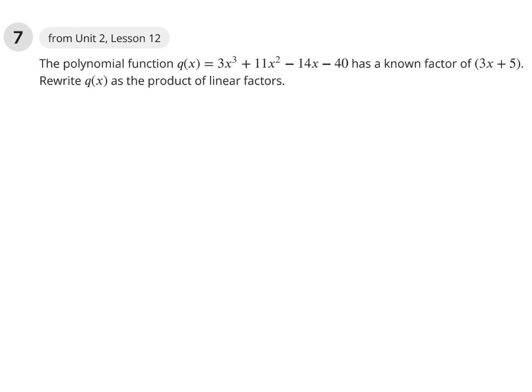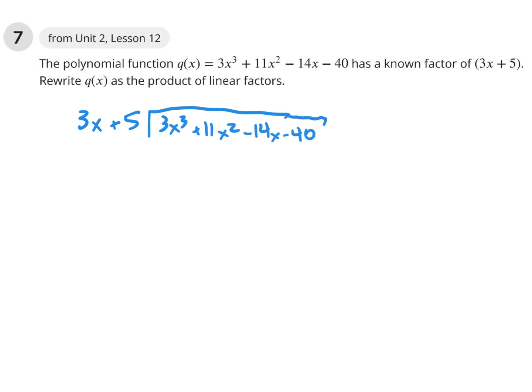Okay, polynomial function Q has a known factor of 3x plus 5. So write Q of x as the product of linear factors. So we've got to go back and practice our long division, which I know you all love so much. 3x cubed plus 11x squared minus 14x minus 40 should get an answer of 0. So what times 3x makes 3x cubed? The beautiful thing is you have to line your numbers up. You have to start with x squared. You cannot start with x cubed because you have two terms here.